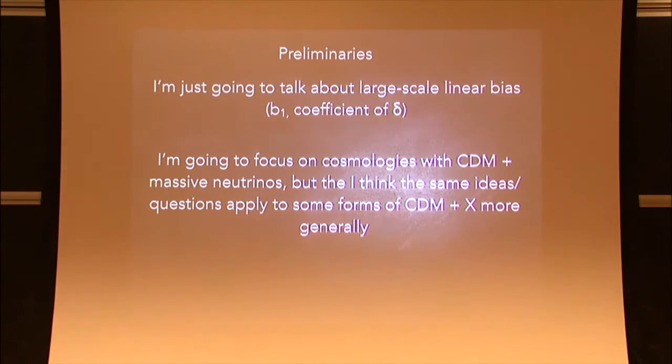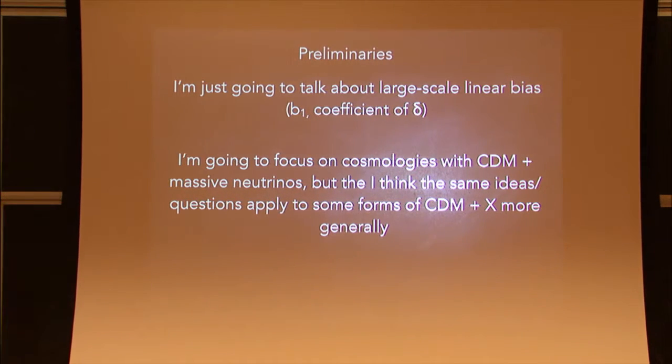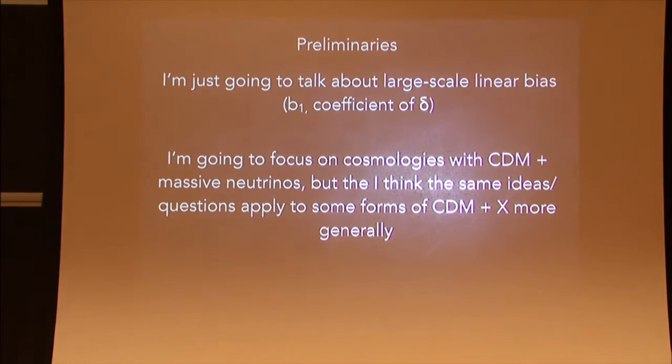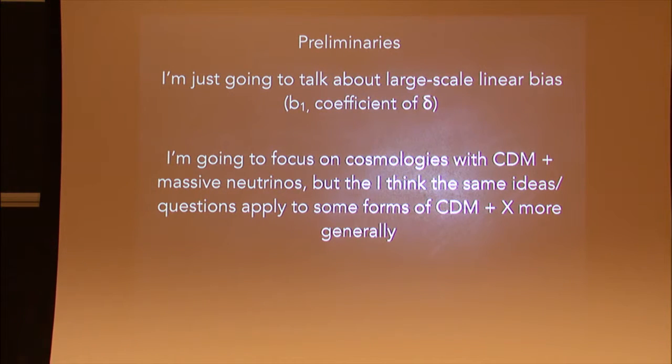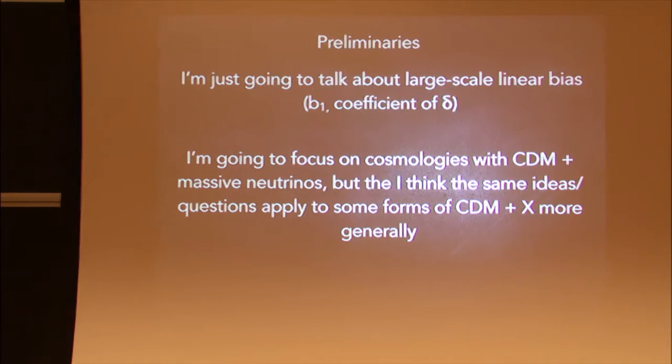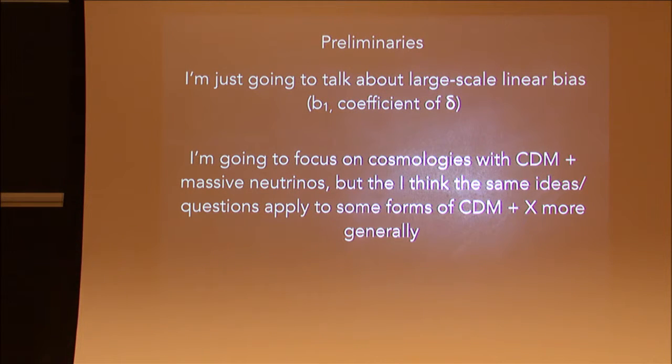And more than that, I said beyond cold dark matter, but I'm actually going to talk about halo bias in cosmologies with cold dark matter and massive neutrinos, where I have perturbations in both. But I think that some of the ideas and some of the things that changed a little bit here could be applicable to more general non-standard cosmologies where you have other things going on.